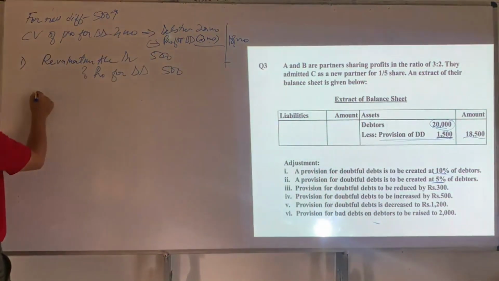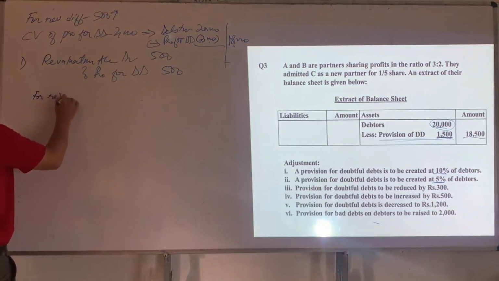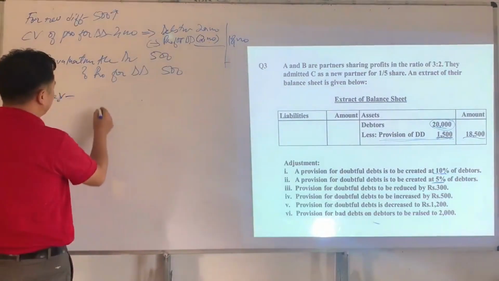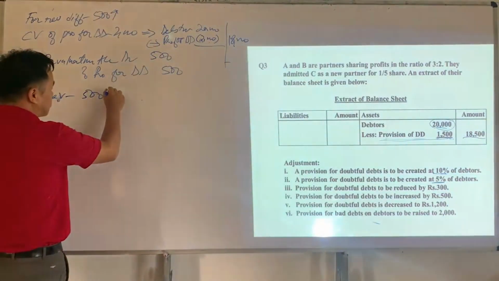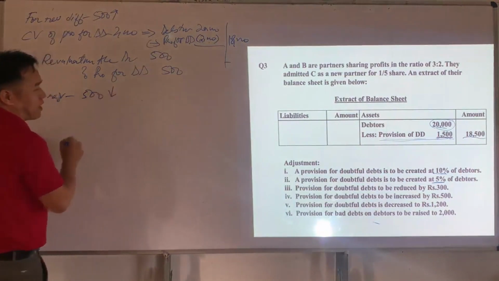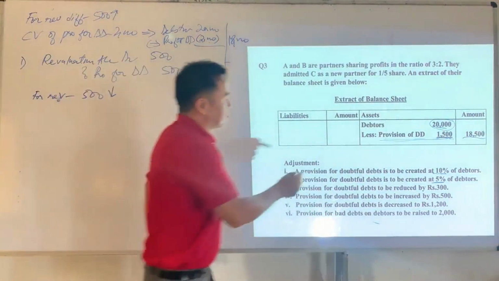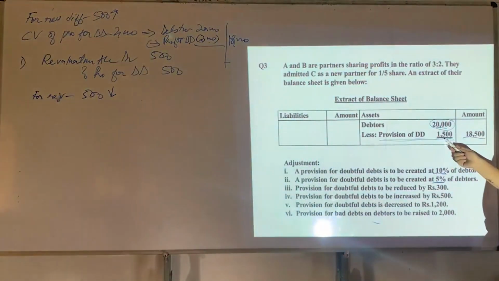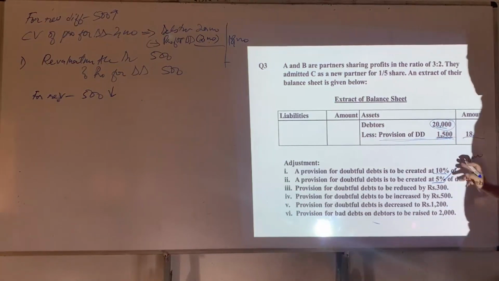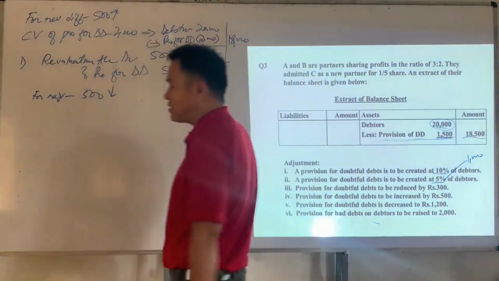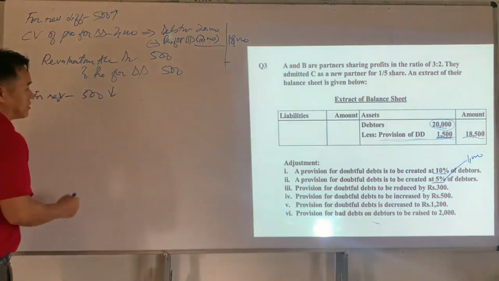So for revaluation, we need to write the difference amount, and the difference amount is 500 again. So here provision for doubtful debt is decreased by 500. How? Old provision is 1,500, and what is new provision? What is 5% of 20,000? 5% of 20,000 is 1,000. So since provision for doubtful debt is decreased by 500.